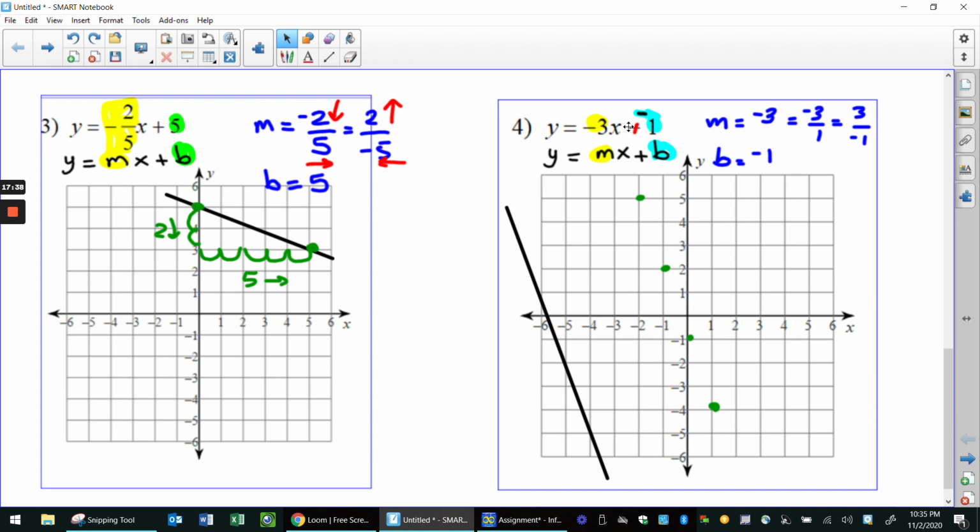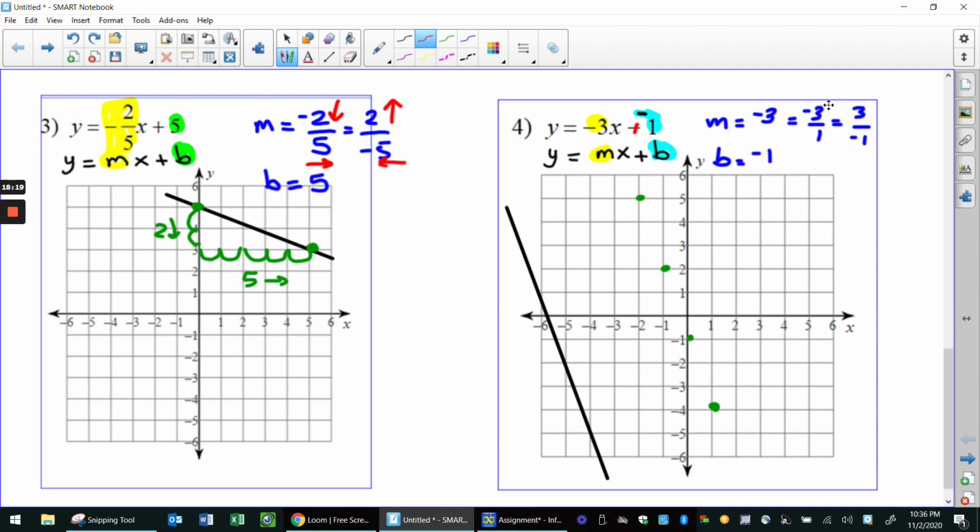So the first thing that I did here is change that minus to a plus, and so identifying the y-intercept is negative 1, sorry, and the slope here is negative 3, which means negative 3 over 1, and that's the same thing as 3 over negative 1. So whenever you have an integer like this, just turn it into a fraction, and that's a good idea. It's like how we did with the negative 1 before.